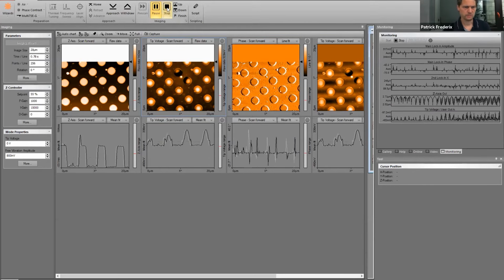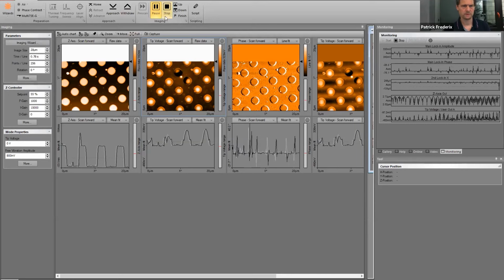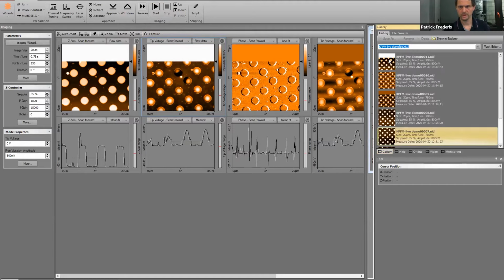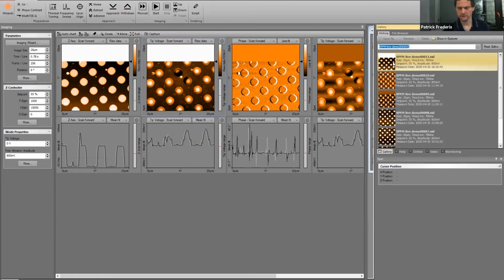I can stop this measurement now. And if the data are still good, you can still capture it. Now this partially imaged data is in the gallery.